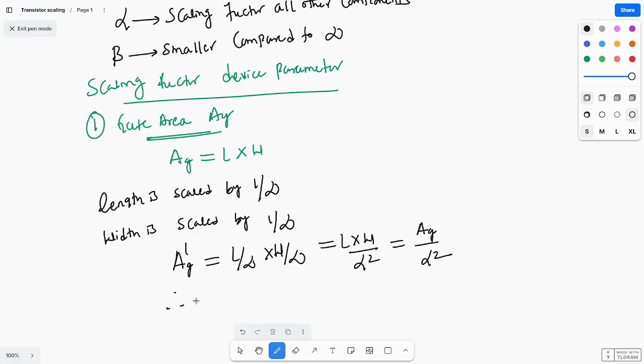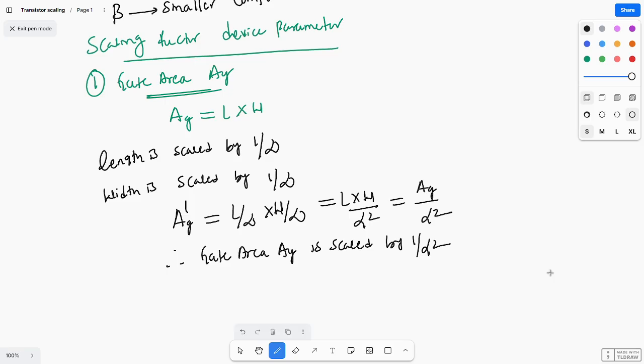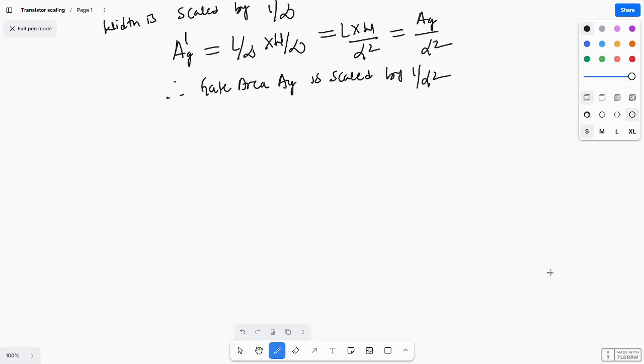From this you can say, what is my gate area? Gate area AG is scaled by 1 by alpha square. So gate area will be scaled by 1 by alpha square. And next, the second one we'll see.